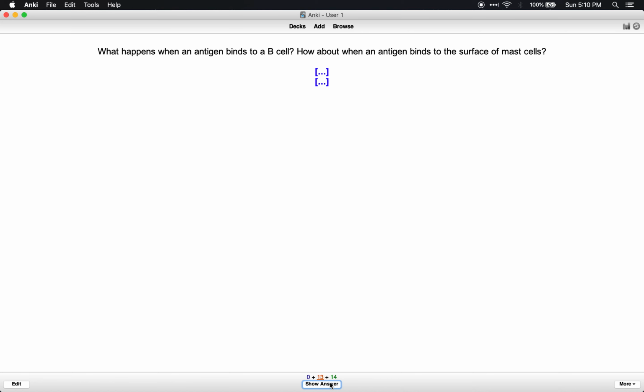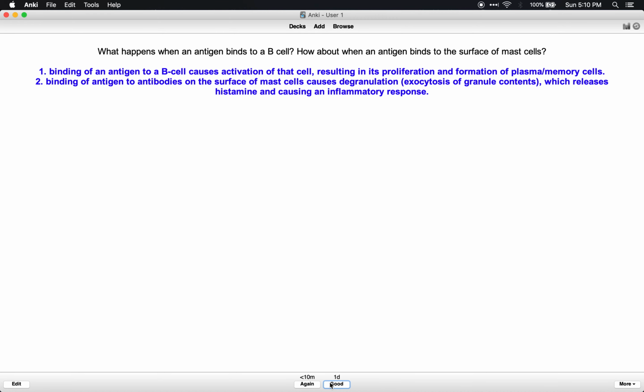When antigen binds to B cells, it causes proliferation into plasma cells and antibodies. If they bind to the surface of mast cells, it will cause degranulation, secretion of granule contents, and also secretes cytokines to recruit other cells, histamine, and causes an inflammatory response.